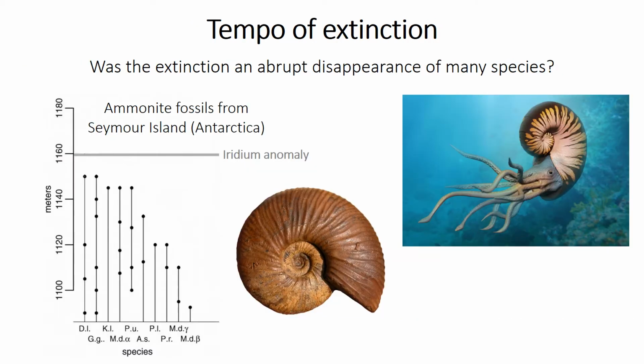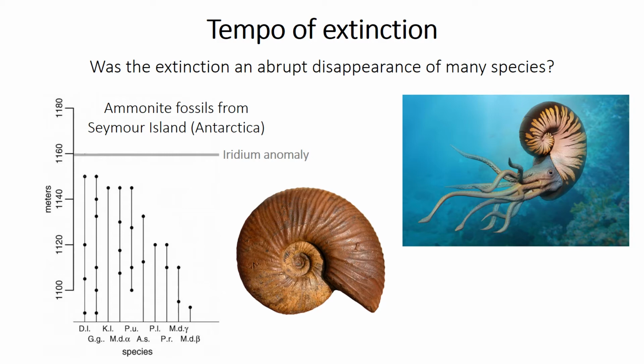So you'd imagine that the extinction should have been very abrupt, since an asteroid impact is basically an instantaneous thing. But was that the case? So the figure here shows the range of 10 different ammonite species from Seymour Island in Antarctica, which is a very well-studied site for the Cretaceous extinction.